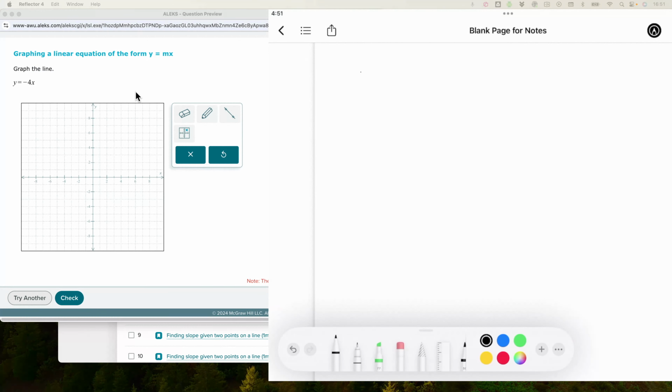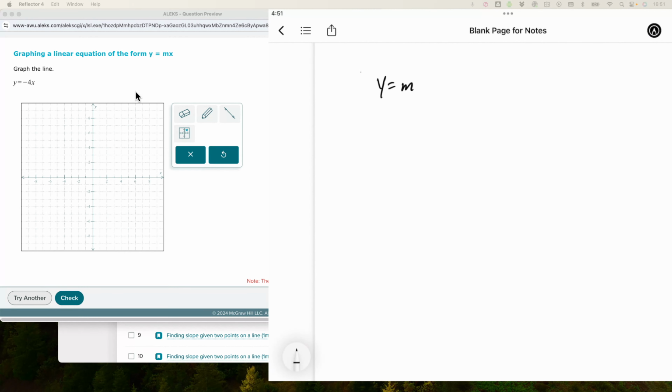So we are asked to graph the line y equals negative 4x. We need to think about this a little bit. We need to remember that y equals mx plus b. M is the slope. B is the y-intercept.